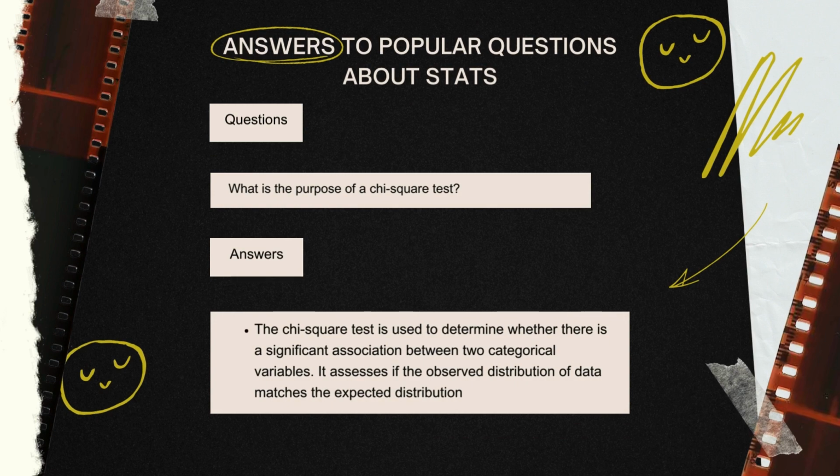Question: What is the purpose of a chi-square test? Answer: The chi-square test is used to determine whether there is a significant association between two categorical variables. It assesses if the observed distribution of data matches the expected distribution.